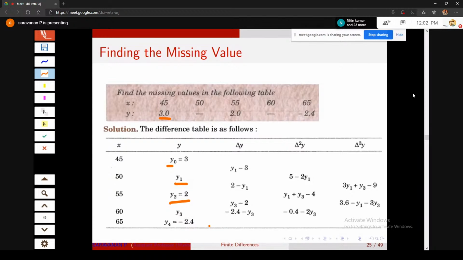Then find the differences. The differences are y1 minus 3, 2 minus y1, y3 minus 2, then minus 2.4 minus y3. Then similarly, this value minus this value, write it here. Similarly, this value minus this value, write it here. And here, how many values are missing?